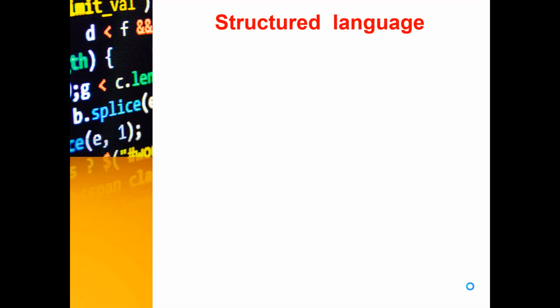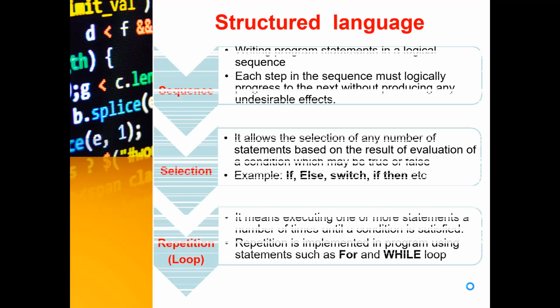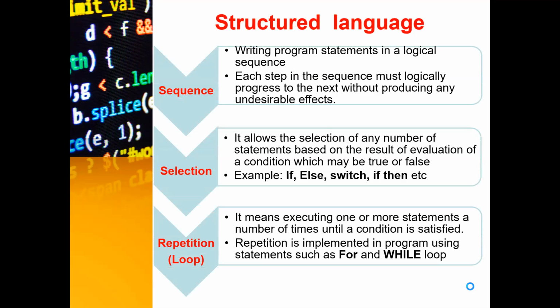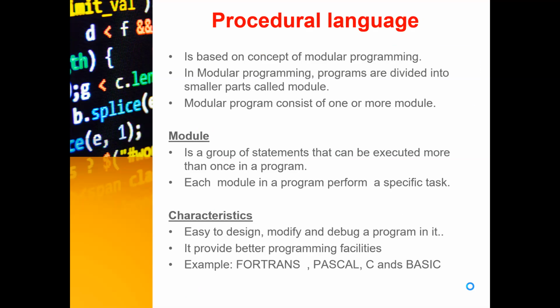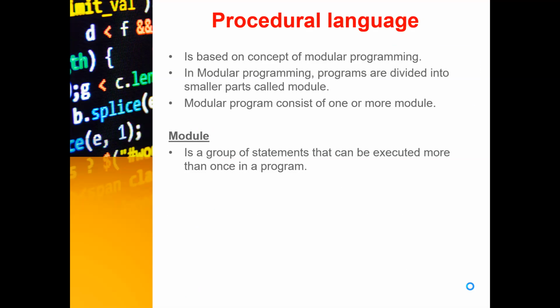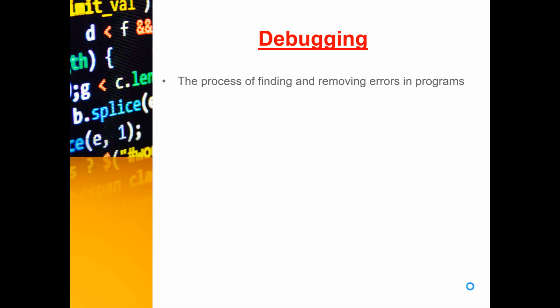The second type is structural language. Could you repeat the definition of debug once more? Debugging: the process of finding and removing errors in programs. Okay, thank you.